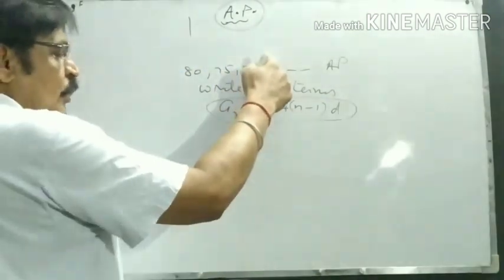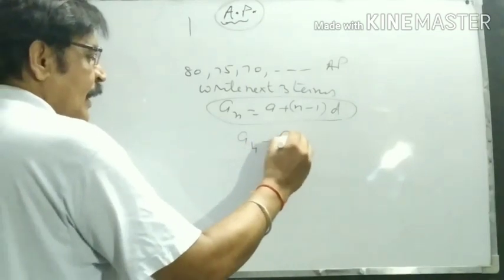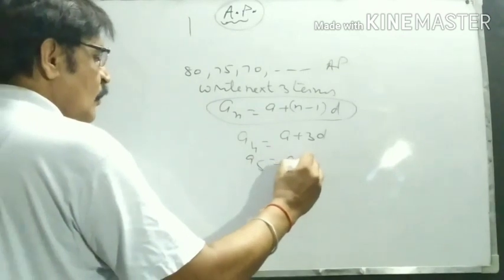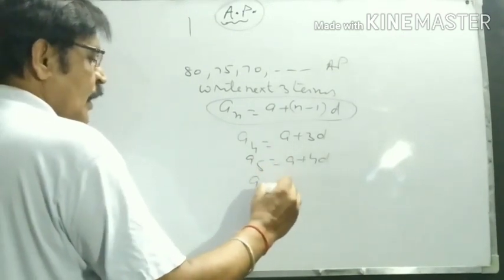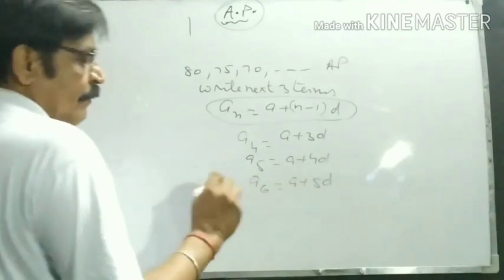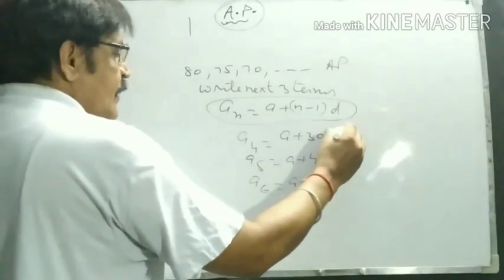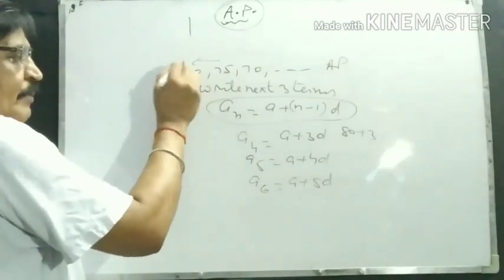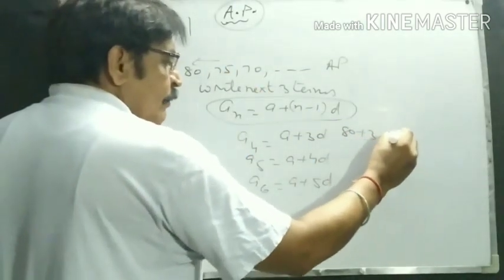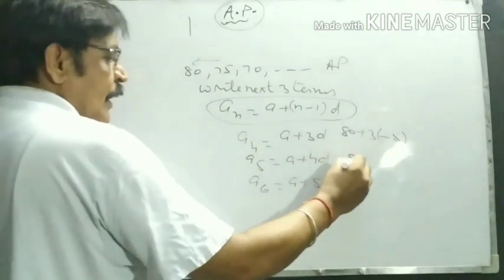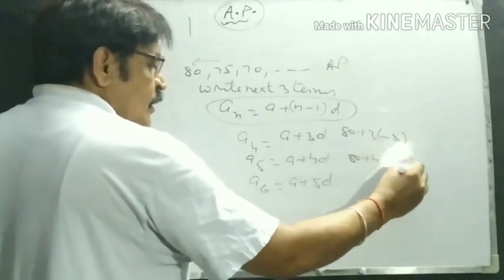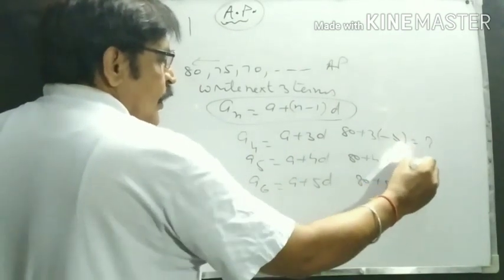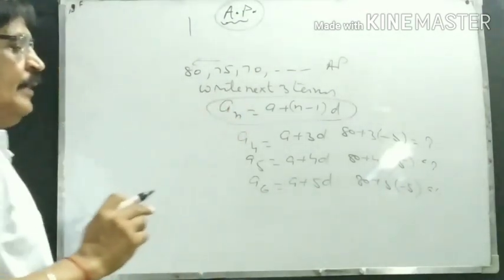1, 2, 3. Fourth term will be a plus 3d. Fifth term a plus 4d. Sixth term you can write a plus 5d. In place of a you can write 80 plus 3 into d, the common difference, 75 minus 80, that is minus 5. This way you have to solve. 80 plus 4 into minus 5. 80 plus 5 into minus 5. This way you can find the next term.